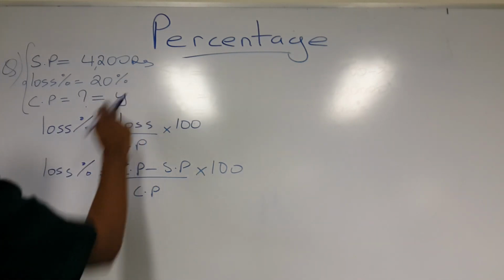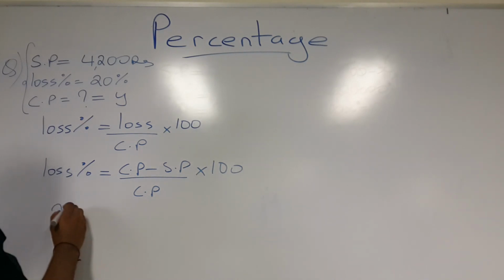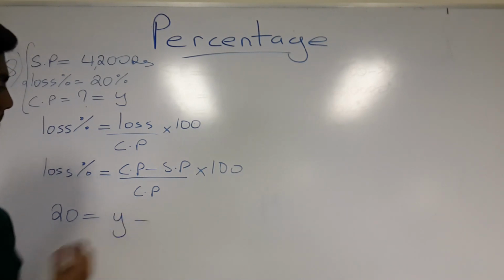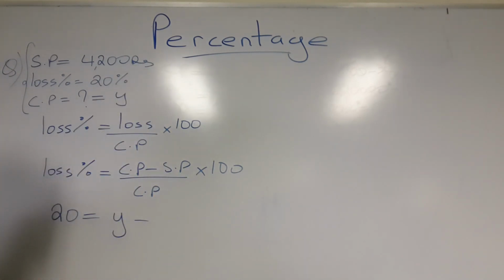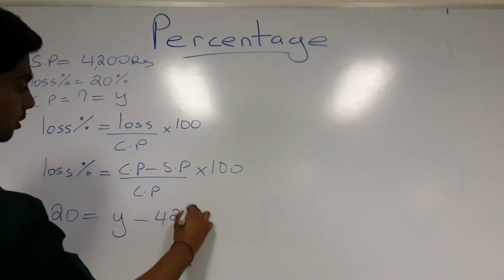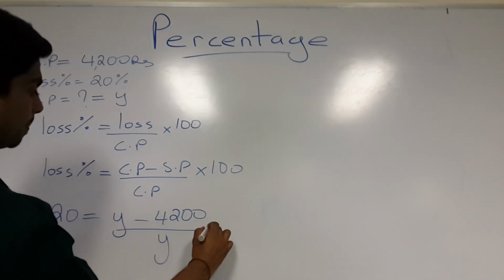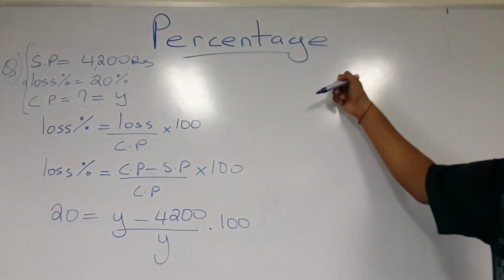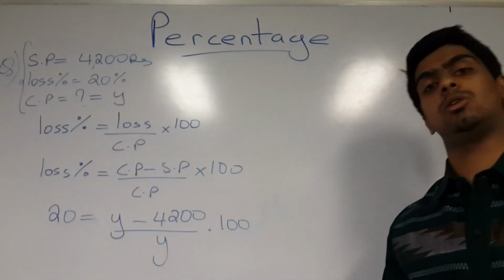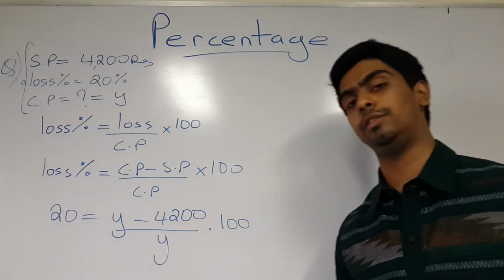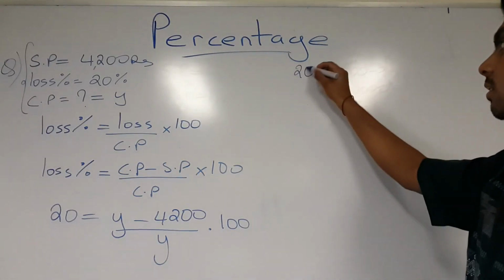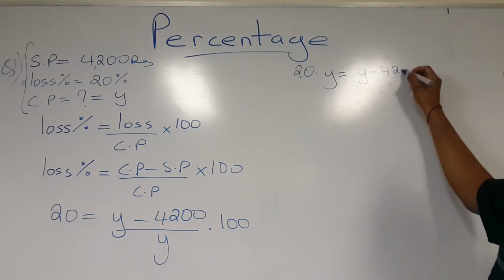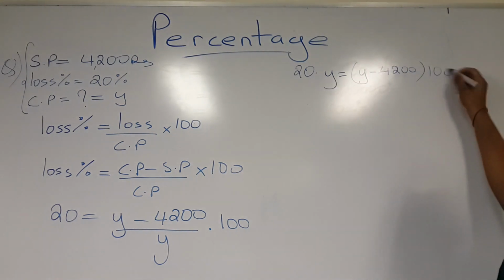So we know that loss percent is equal to 20, so we substitute 20 is equal to our CP value, which is Y, minus our SP value, which is 4200, so we have (Y minus 4200) over Y multiplied by 100. Now we find the value of Y here, so we transpose this Y to the left hand side, and we have 20 multiplied with Y is equal to (Y minus 4200) multiplied with 100.